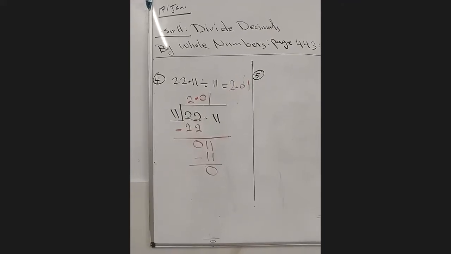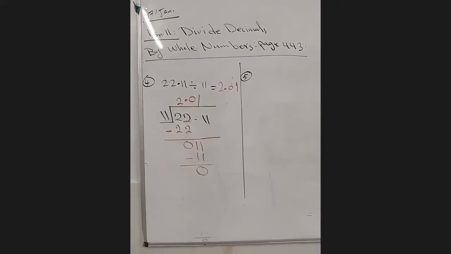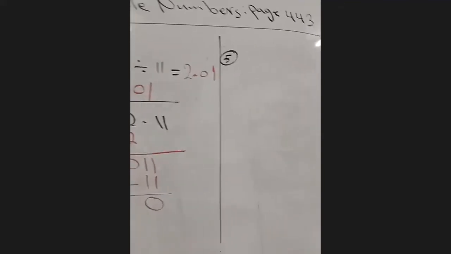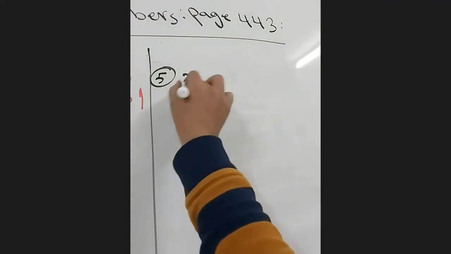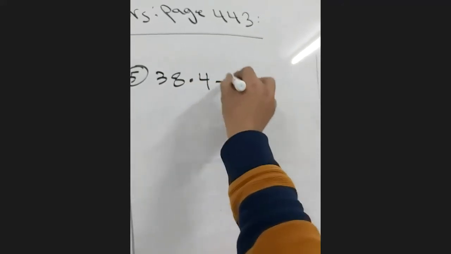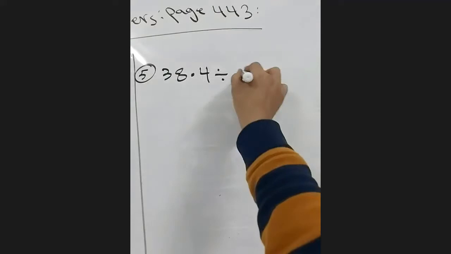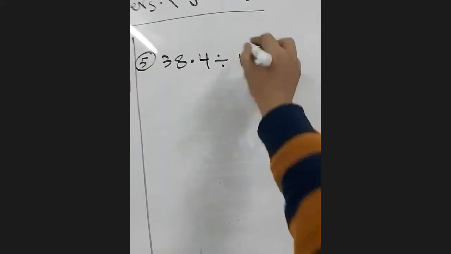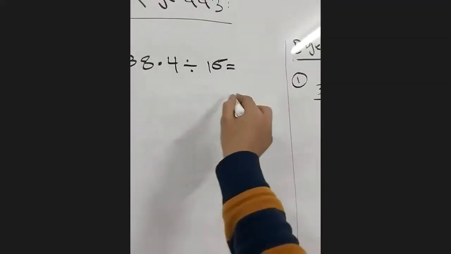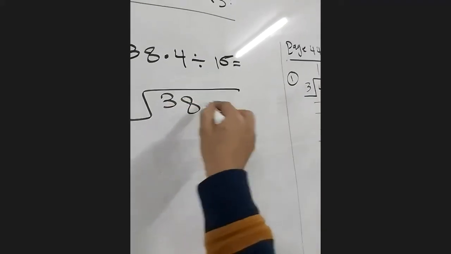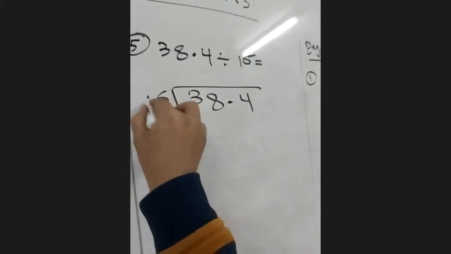Yes, Mr. Yalla, Zaid, read question 5. Question 5, 38 decimal 4 divided by 16. Line them up. Yalla, let's make long division. 38 decimal 4 divided by 16.